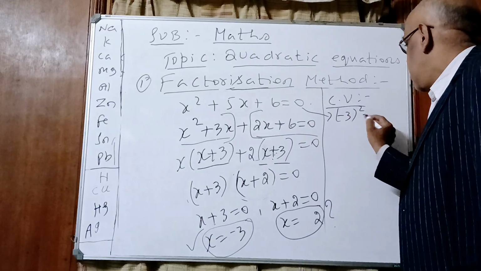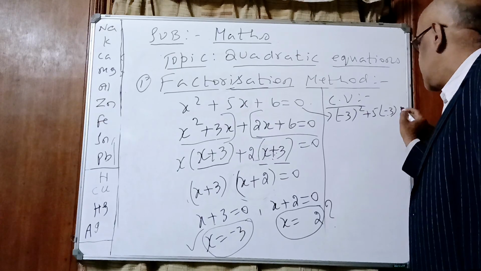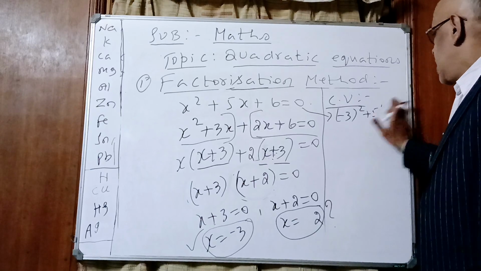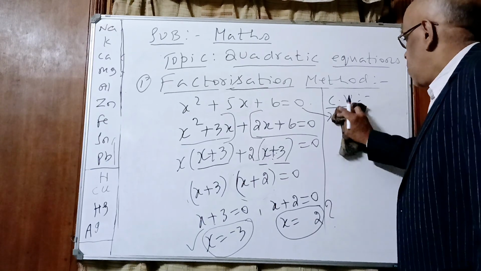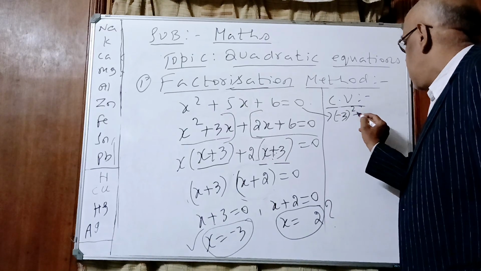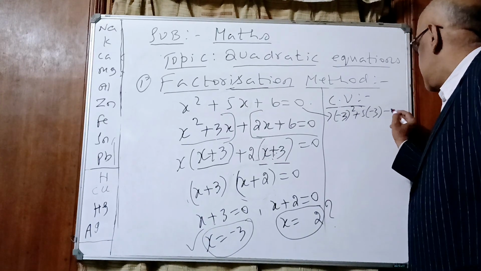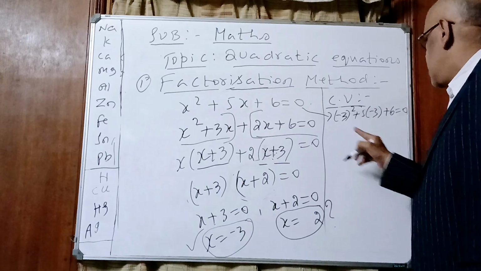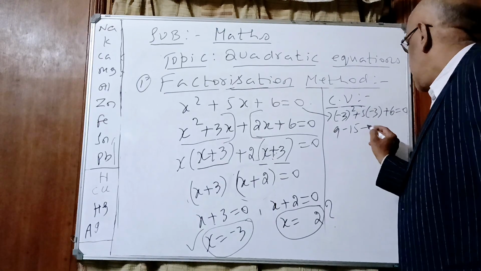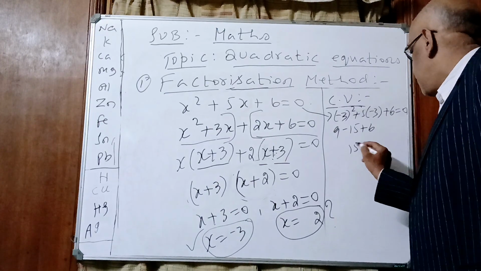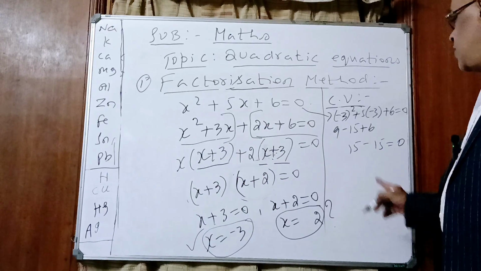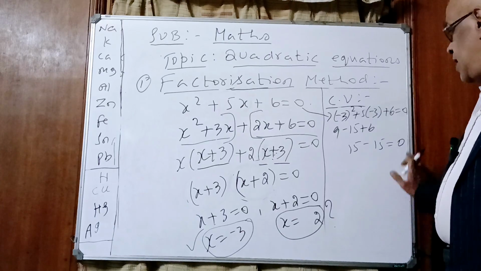Minus 3 square plus 5 into minus 3 plus 6. The answer should be 0. What is the x value, children? X value is minus 3. Minus 3 square is 9, plus into minus is minus, 15, plus 6. 9 plus 6, children, 15, minus 15, 0.